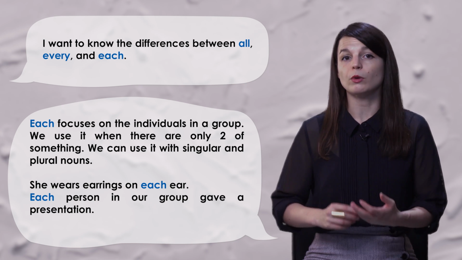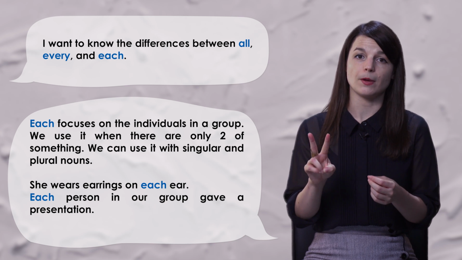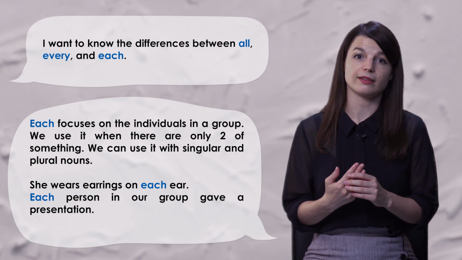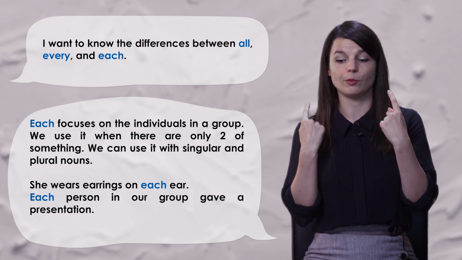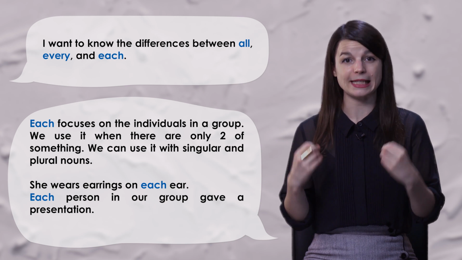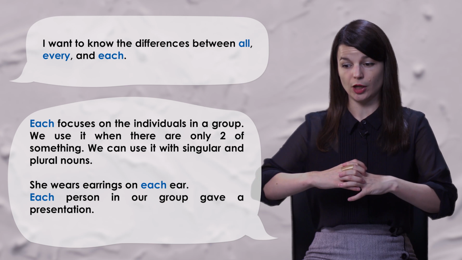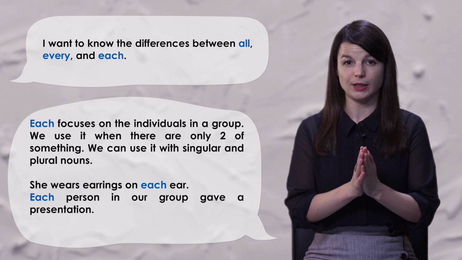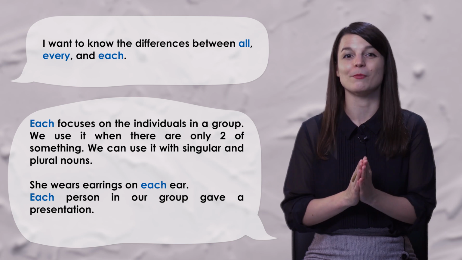So another point with each is that we use each when there's only two of something. If there's more than two, you can use every or maybe each, depending on the situation. Just make sure if there's only two, like ears, for example, or arms or legs, make sure to use each. Using all or every will sound strange because we're focusing on large numbers. So that's a quick introduction to the differences between these words. I hope that that helps you, and please watch for the whiteboard video to come out soon.